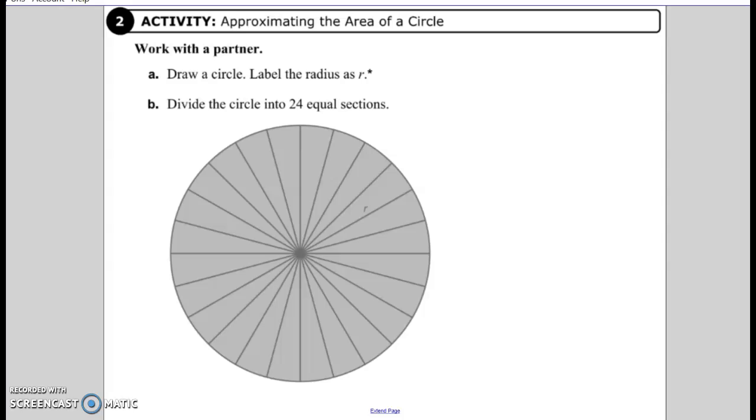All right, this is my favorite activity in developing the formula for the area of a circle. It's just another way to do it in activity 2. They're telling you to draw a circle and label the radius as r. If you can draw your own, great.